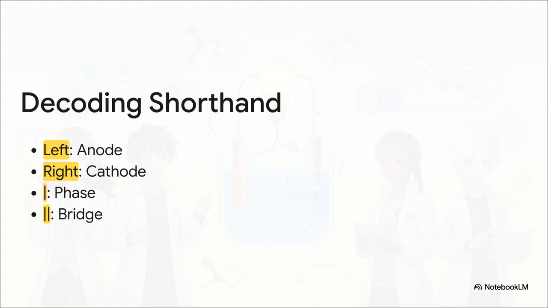It is all about following the electrons. By convention, the left side always represents the anode, where oxidation happens and the whole journey starts. The right side is the cathode, where reduction takes place. See that single vertical line? That's a phase boundary, like the physical border between a solid zinc electrode and the aqueous zinc ions floating in the liquid. The double vertical line right in the middle is our salt bridge, separating the two half cells. When you read this shorthand from left to right, you are literally tracking the physical flow of electrons from their source all the way to their final destination.